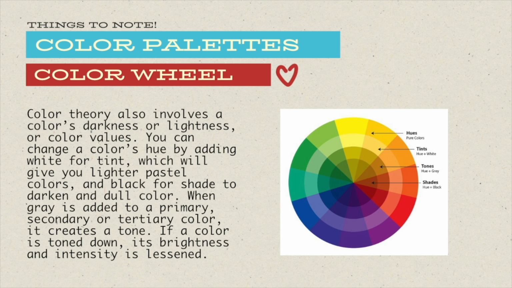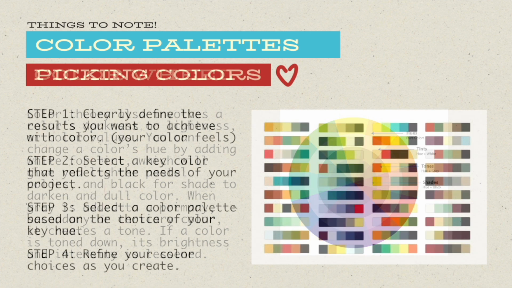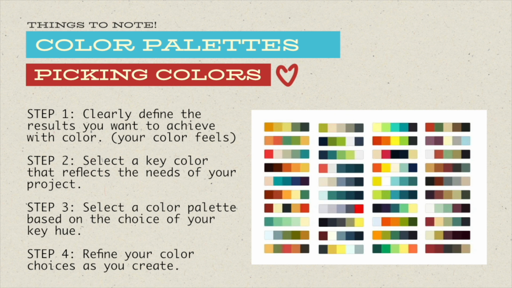When I'm creating color palettes, I like to think of these four steps when it comes to picking colors. First, I clearly define the results that I want to achieve with my color options, and basically create my color feels. What do I want people to feel when they're looking at my visuals? Then the next step is selecting a key color that reflects the needs of my project. Step 3 is selecting a color palette based on the choice of your key hue, pulling in those additional colors to my story. And step 4 is refining that color choice as I create.